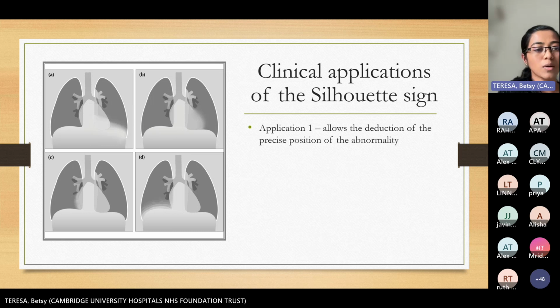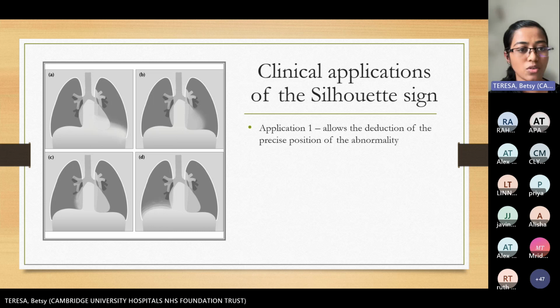On the left side, there are four pictures. These are 4 patients who are presenting with cough and fever. This is just to show you the application of the sign. So you can see that the left dome of the diaphragm is a little bit blurred, which means that there's a left lower lobe involvement. Similarly, the left cardiac border being involved shows that there's a left upper lobe involvement.